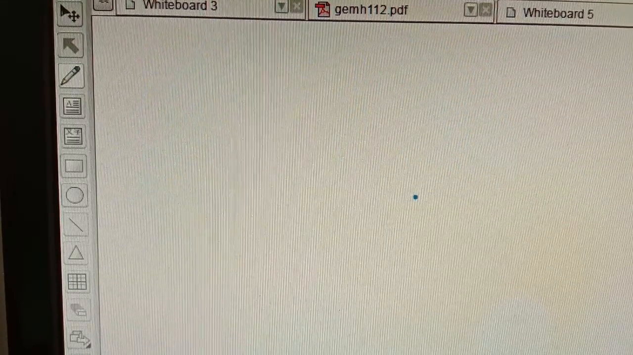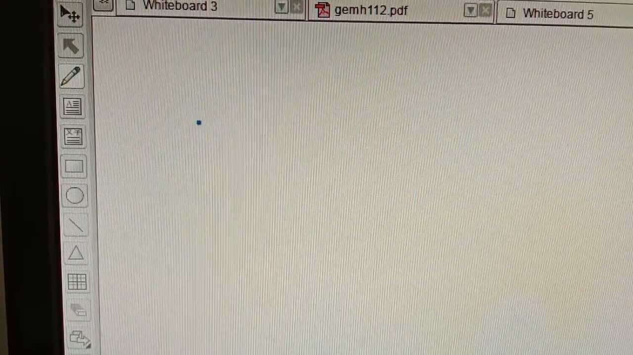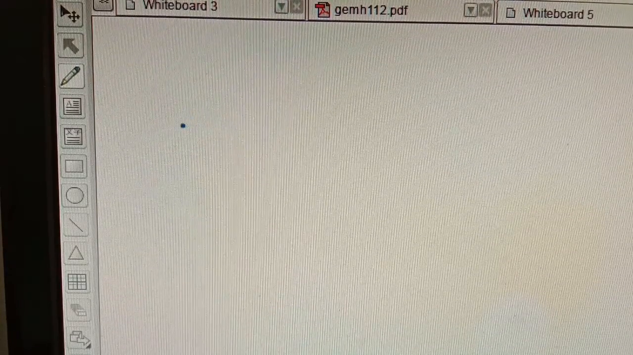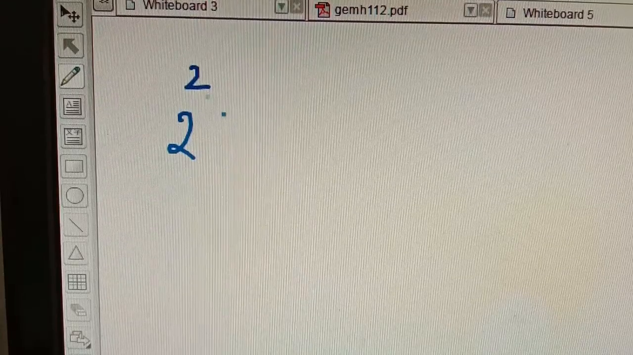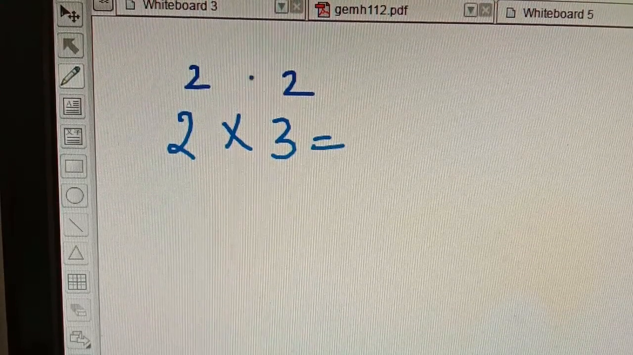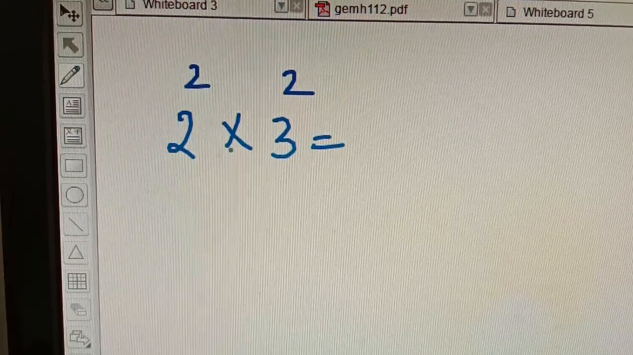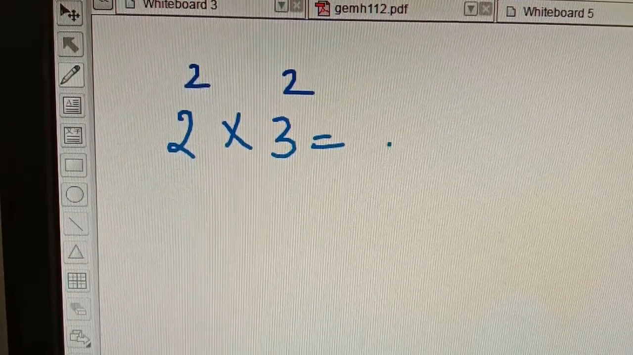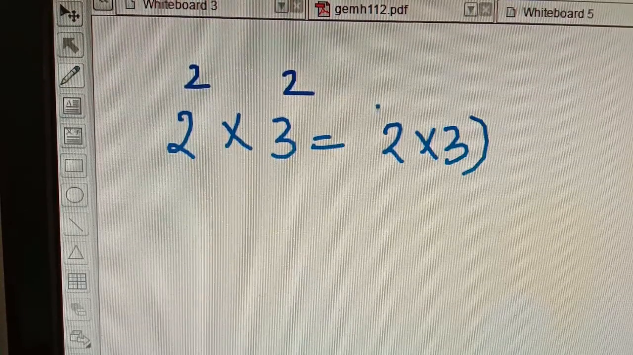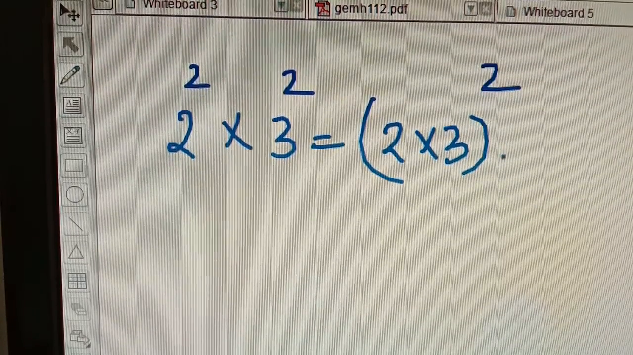Now we can see the next law, where the bases are different and the powers are the same. That is 2 to the power of 2 into 3 to the power of 2. Here the powers are the same, the power is 2, but the bases are 2 and 3. So here the law is this way: 2 into 3 whole to the power of 2. That means 6 to the power of 2.